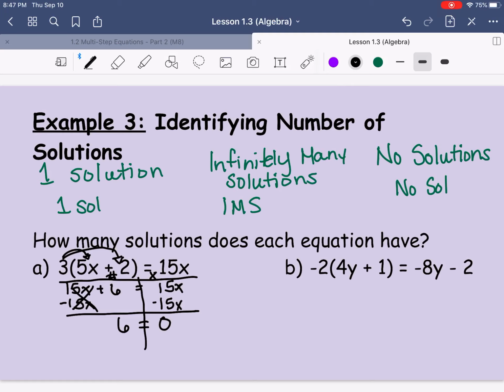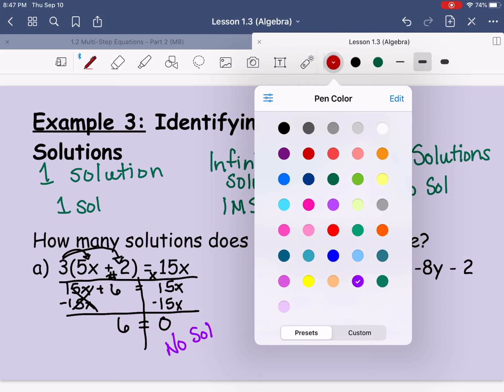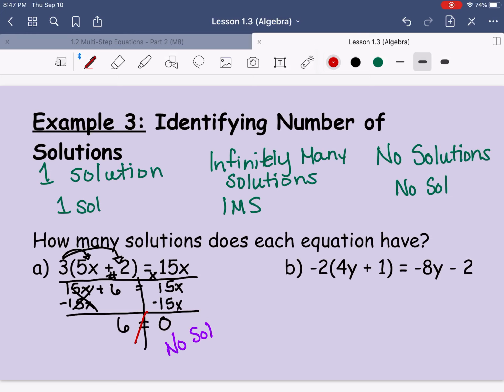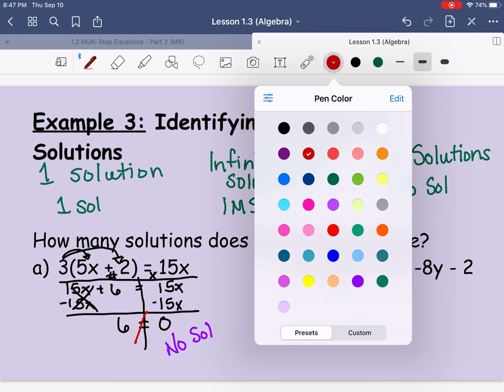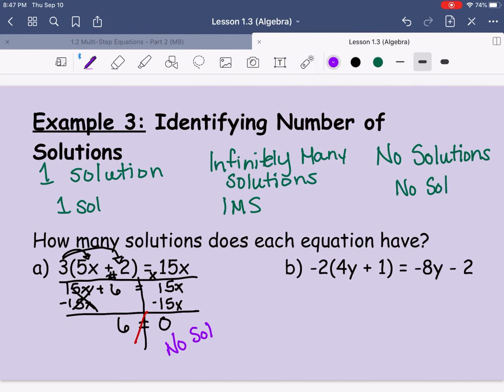Well, 6 does not equal 0. Not even on really weird Mondays. So this is no solution. If you get a final piece that comes out to be not true, 6 does not equal 0, if you come to get that final piece right there, then you have no solution.